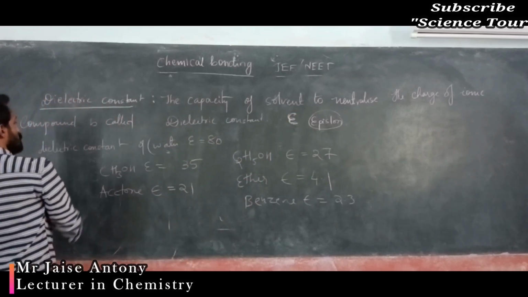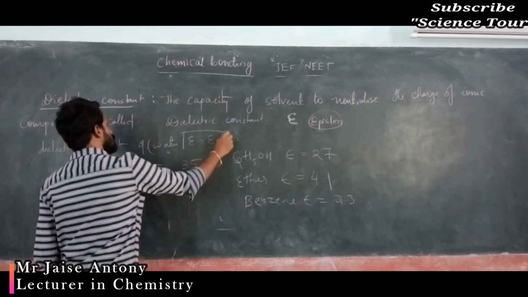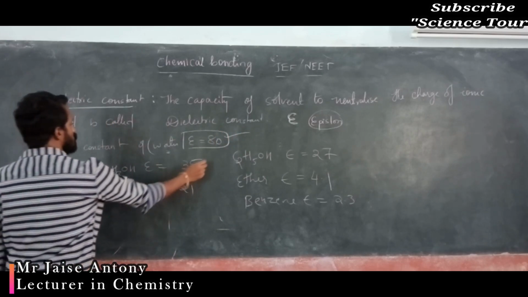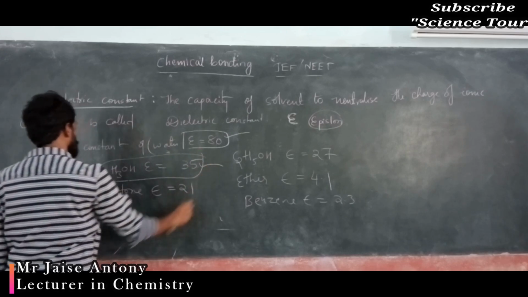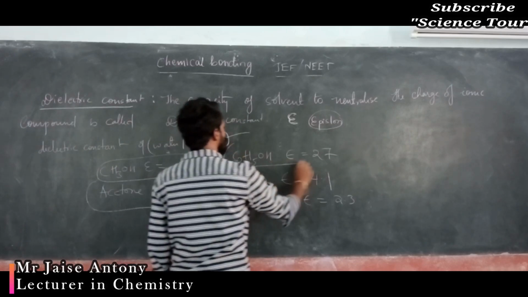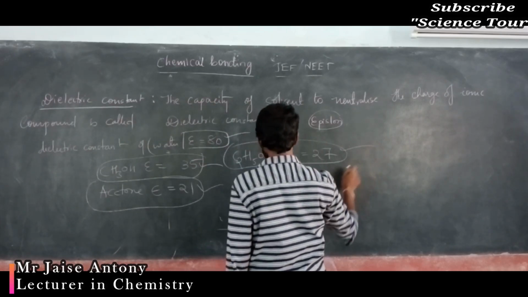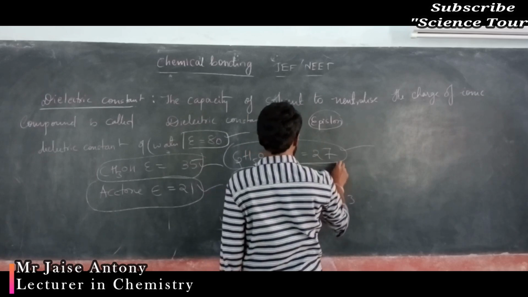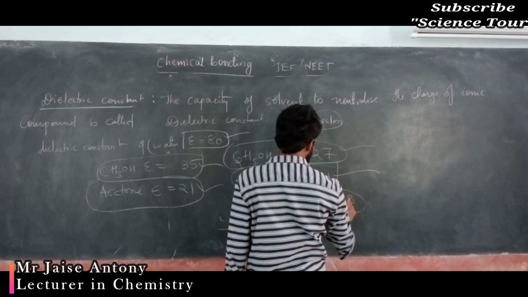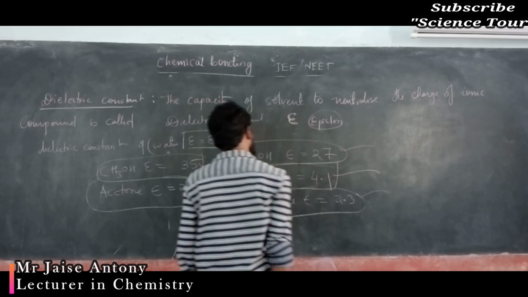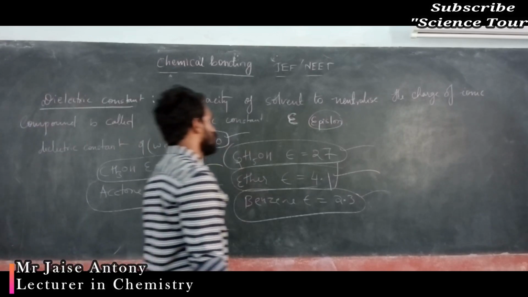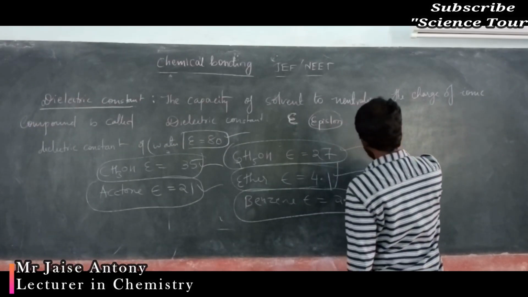Okay, the dielectric constant of water is highest, my dear students. Please note down, this is very important. Water is first, then methanol 35, then acetone 21, then ethanol 27, then ether 4.1, benzene 2.3. So which one has the highest dielectric constant? Water. That I will write, highest dielectric constant.